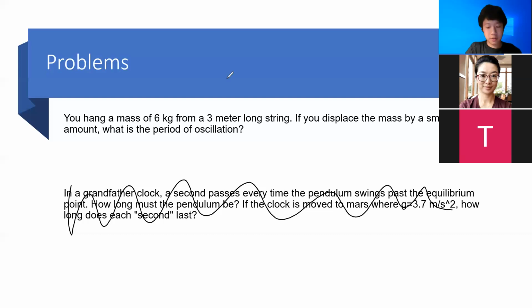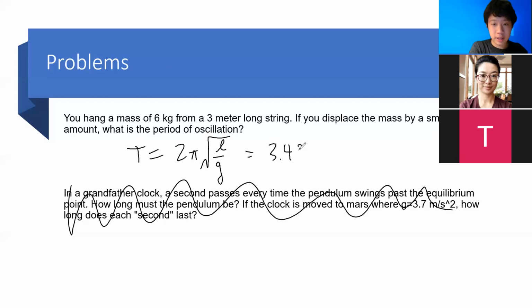Okay, so for this one, we're just going to use period equals 2 pi square root of L over g. It's going to be around 3.48 seconds. All right, and if you haven't written this formula down, write it down. This is going to be one of the important formulas for simple harmonic motion. Okay, are there any questions?